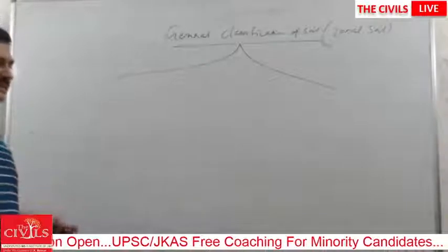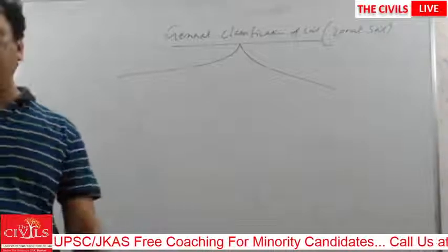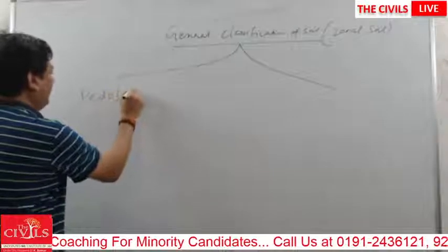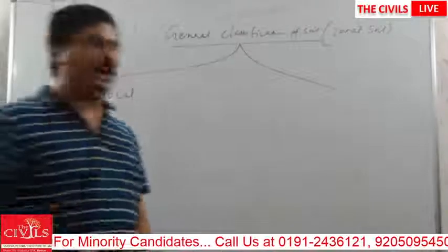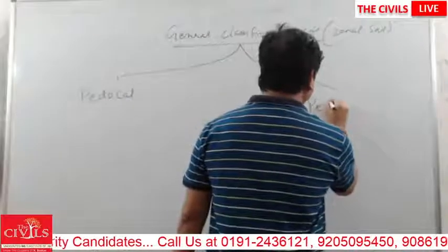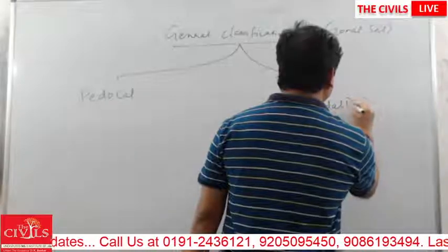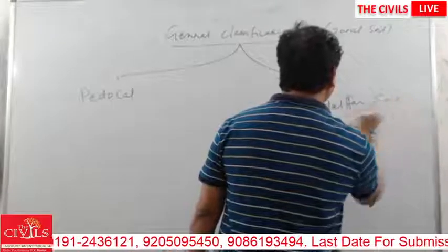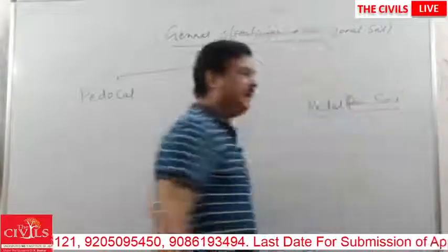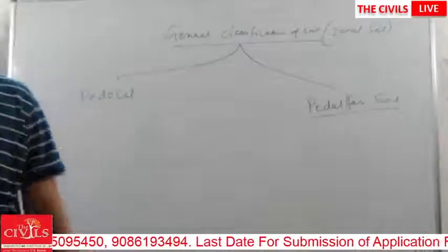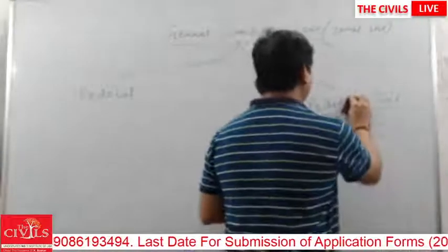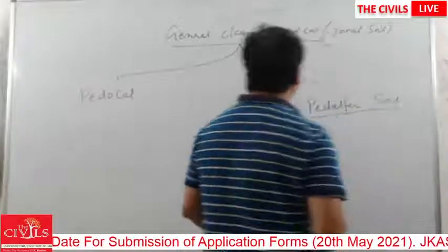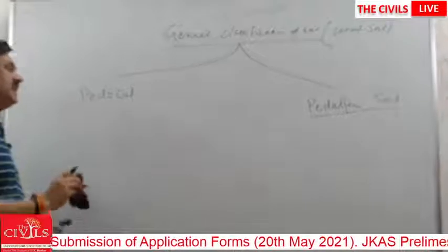On the basis of that, zonal soil is divided into two broad groups: peduncle soil and pedalfur soil. These are the two groups in which zonal soils are classified.